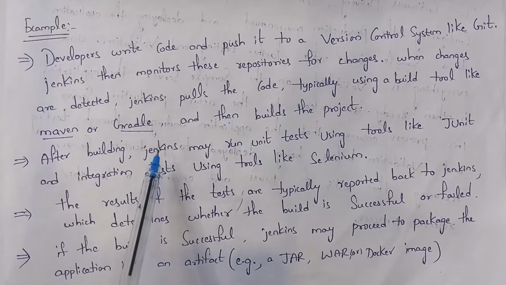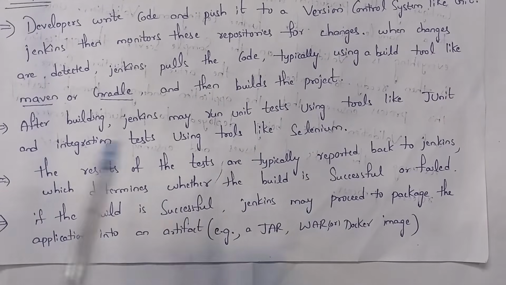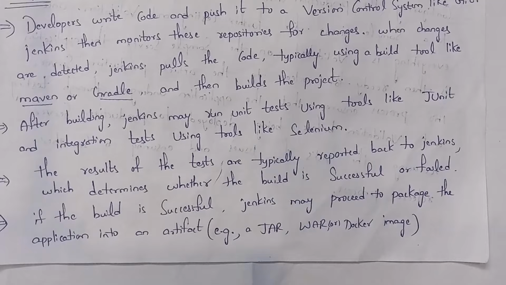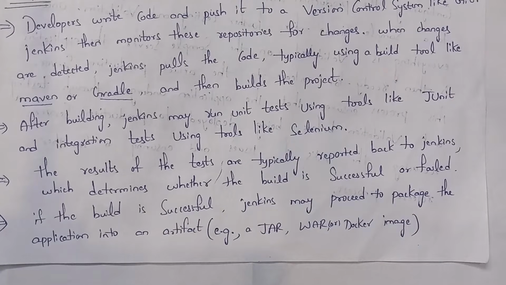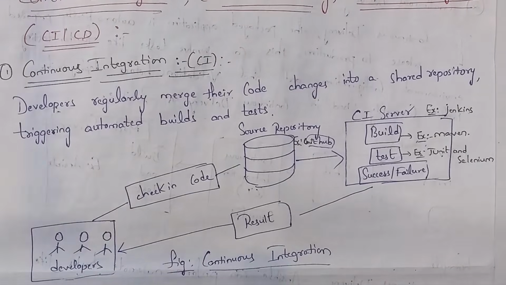After building, Jenkins may run unit tests using tools like JUnit and integration tests using tools like Selenium. The results of the tests are typically reported back to Jenkins, whether the test is successful or a failure. If the build is successful, Jenkins may proceed to package the application into an artifact. Our application which is in working condition is known as an artifact. Generally, an artifact is a file which is in working condition. That file can be a jar file or a war file, or it can also be a Docker image. This is all about the continuous integration process.